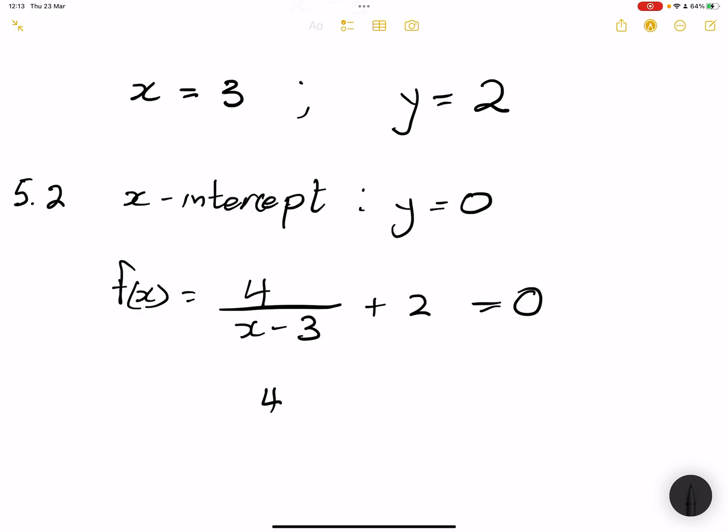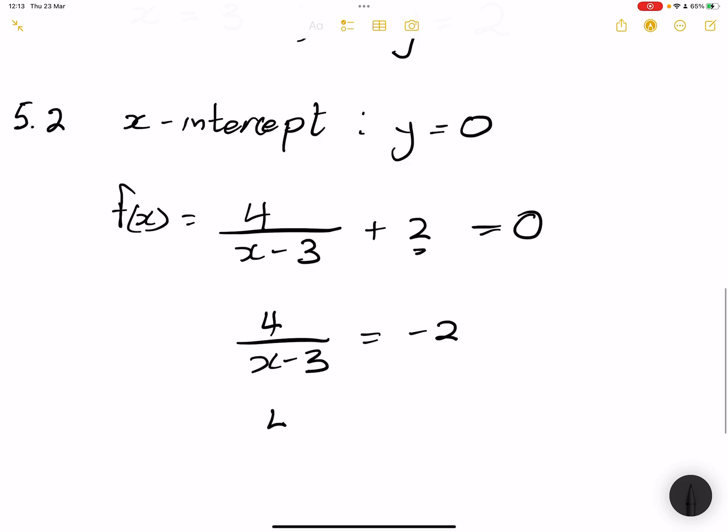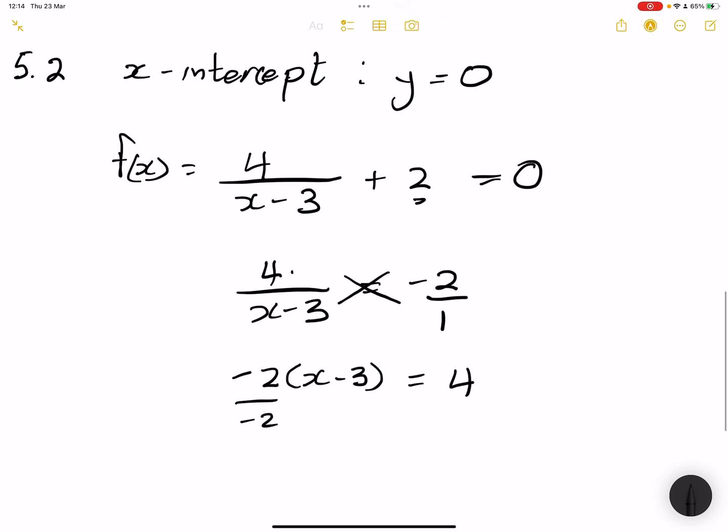So all we simply do is say 4 over x minus 3, and I'm going to take the 2 to the other side, so that's equal to negative 2. Now, if we cross multiply, remember that's negative 2 over 1, this is the same as saying negative 2 into x minus 3, which is equal to 4 times 1, that will give us 4. So I'm going to divide both sides by negative 2, so that cancels with that. So x minus 3 is equal to negative 2.